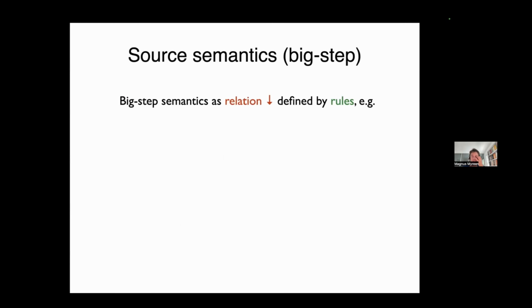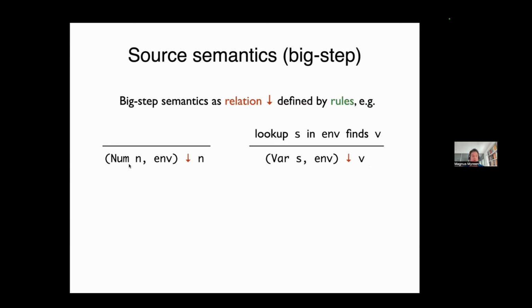So we use a big step relational semantics to define the evaluation of the source code. Here I've written it in a kind of weird way, but you should almost read it as English rather than something mathsy. In an environment, variable S evaluates to value V if you can look up S in the environment and find value V. Then there's also a constant, which doesn't depend on the environment at all. It always evaluates immediately to the value that it's holding.